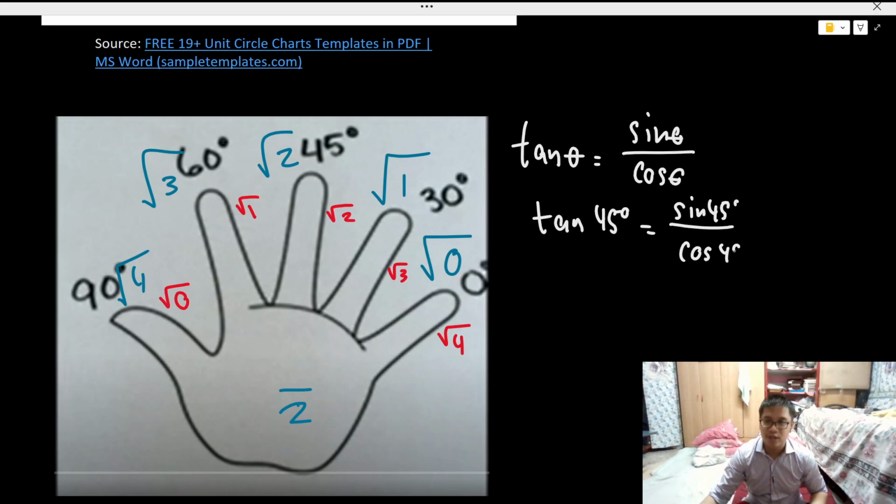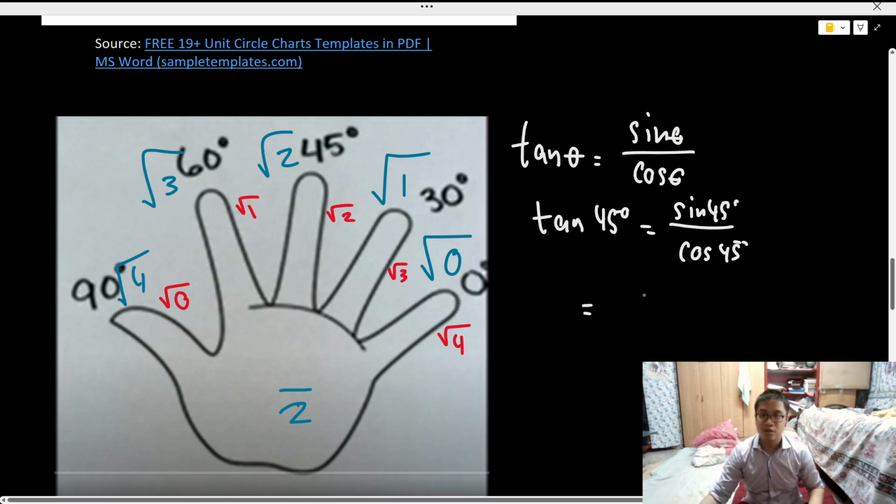So what is sine 45 degrees? Okay, so use your hand. Look at me, use your hand. Now, if it's sine, count from 0 to 4, starting here at the pinky finger. 0, 1, 2. This is your 45 degrees. So stop right there. So this is square root of 2. Now divided by 2, it's square root of 2 all over 2.